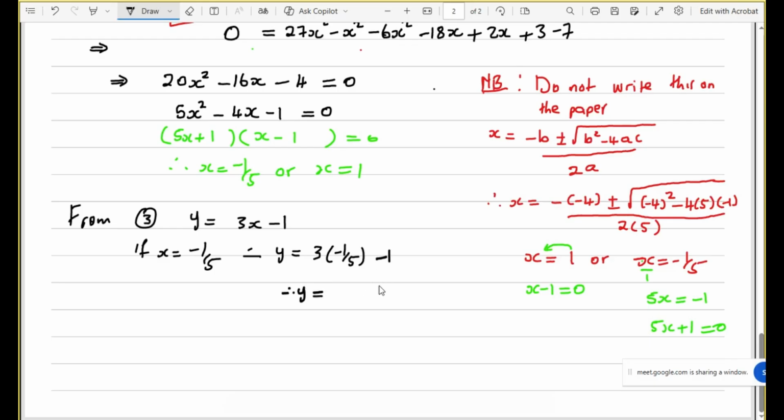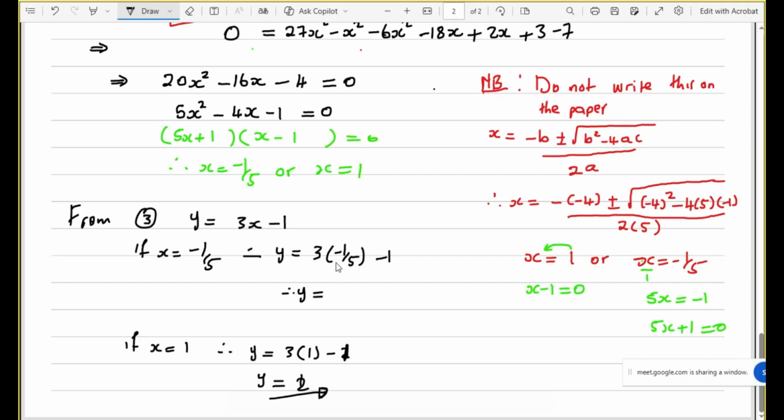Then you need to punch that. Tell me what is the answer. Please have your answer ready. And if x is equal to 1, therefore the value of y will be 3 into 1 minus 2. Therefore y is equal to 3 times 1, that's 3, minus 2, that's 1.